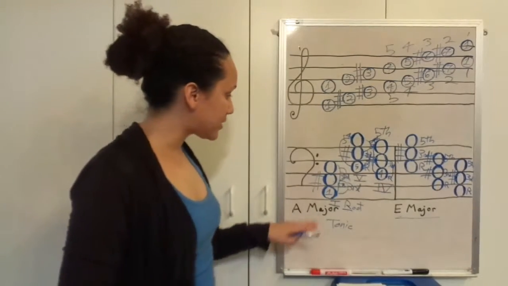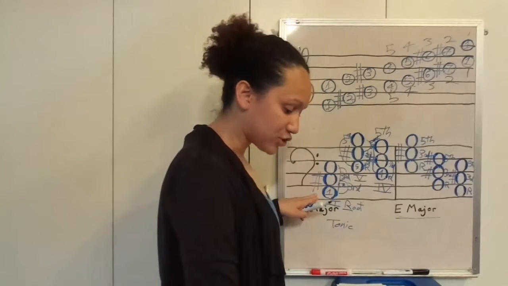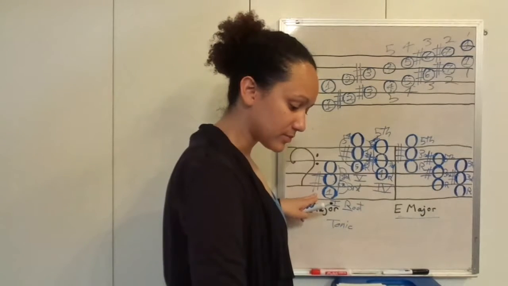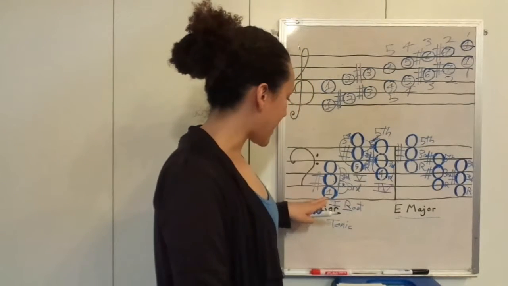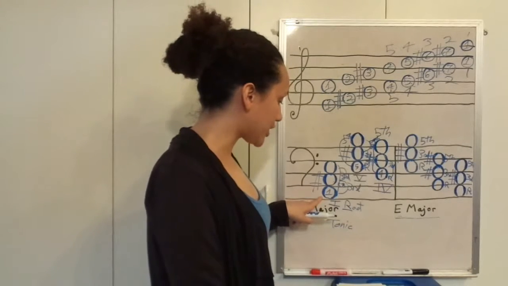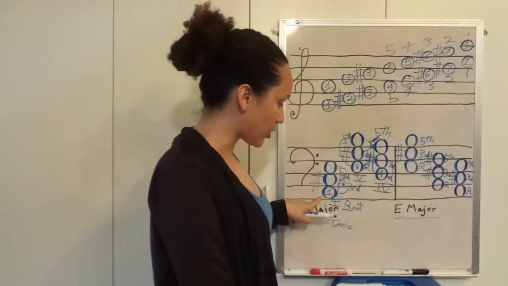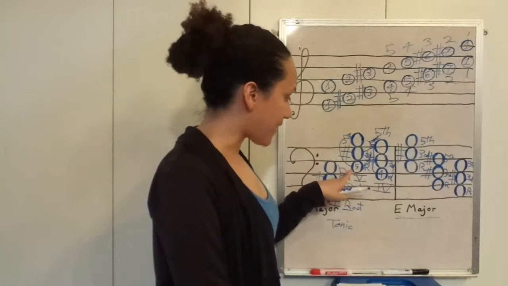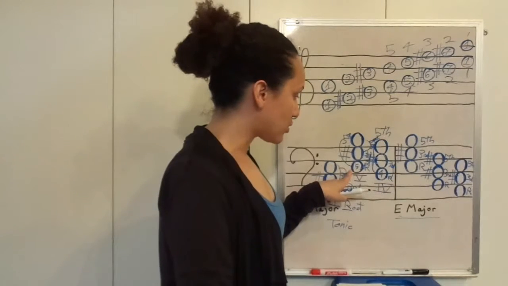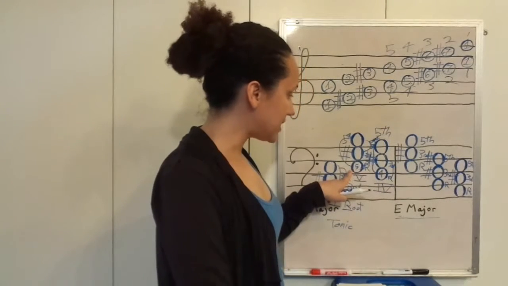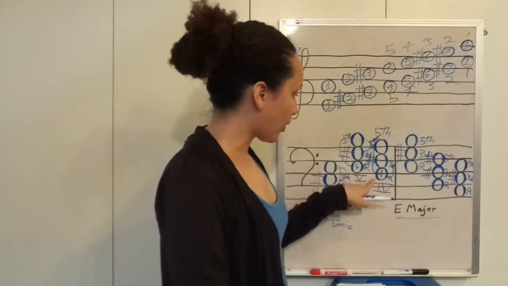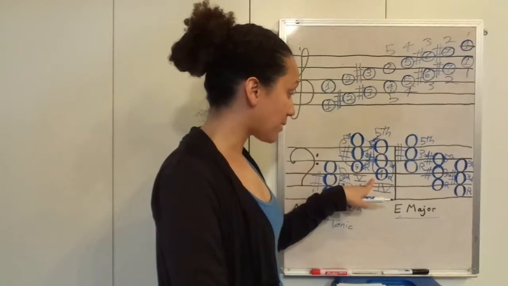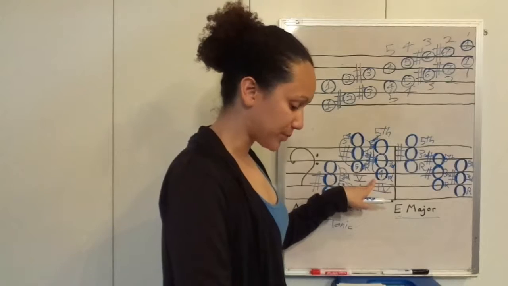I'll go ahead and play those. Here's A major. And then here's the chord, A major, the tonic chord or A chord. So our 1 or tonic chord. Our 5 chord or dominant chord, the E major. And our 4 chord or subdominant chord, the D major.